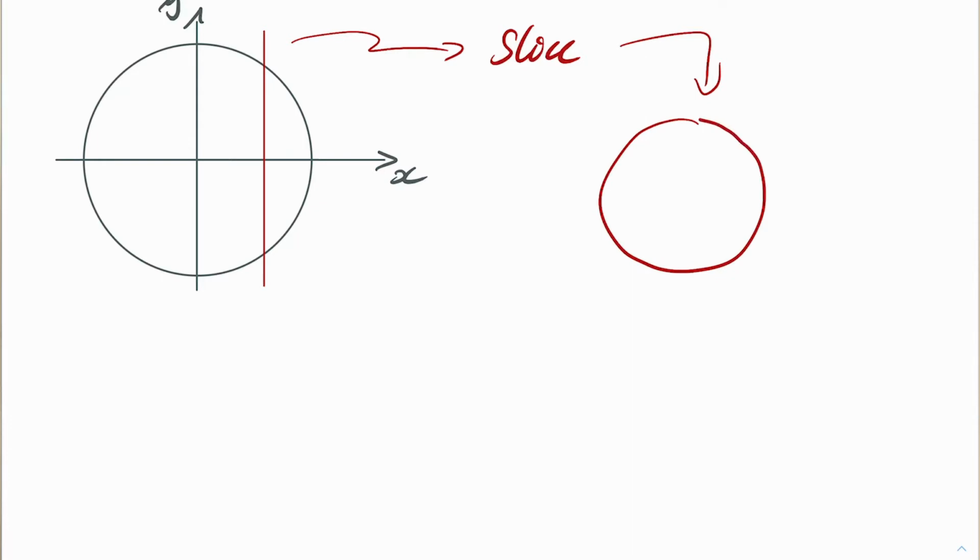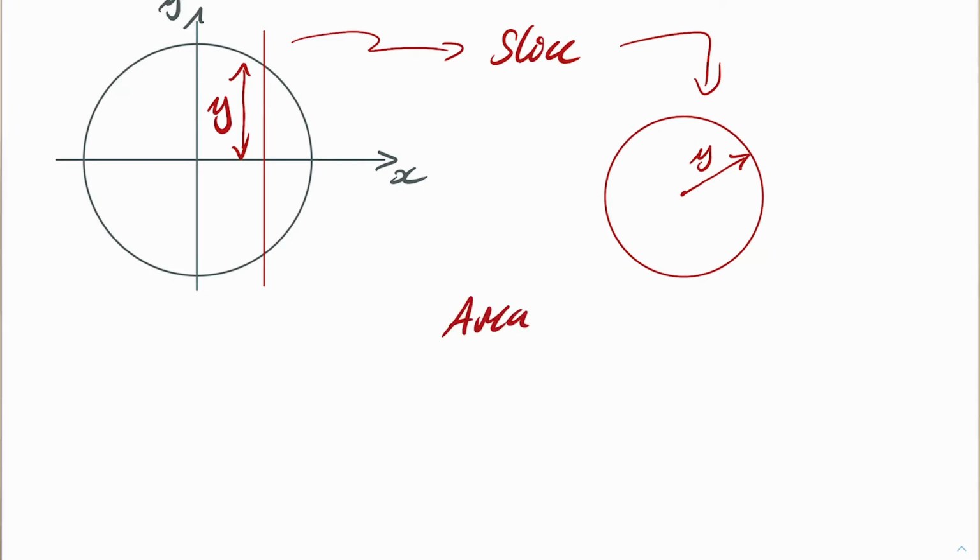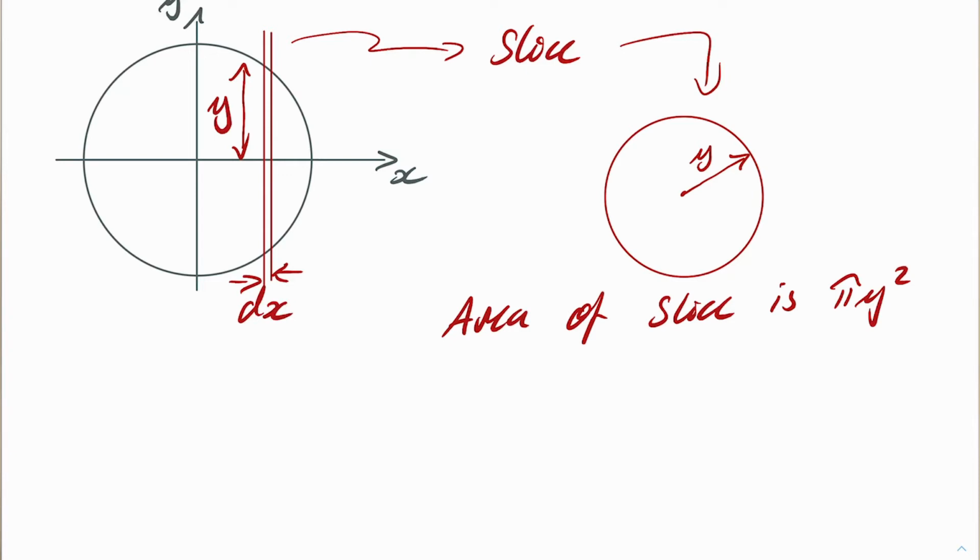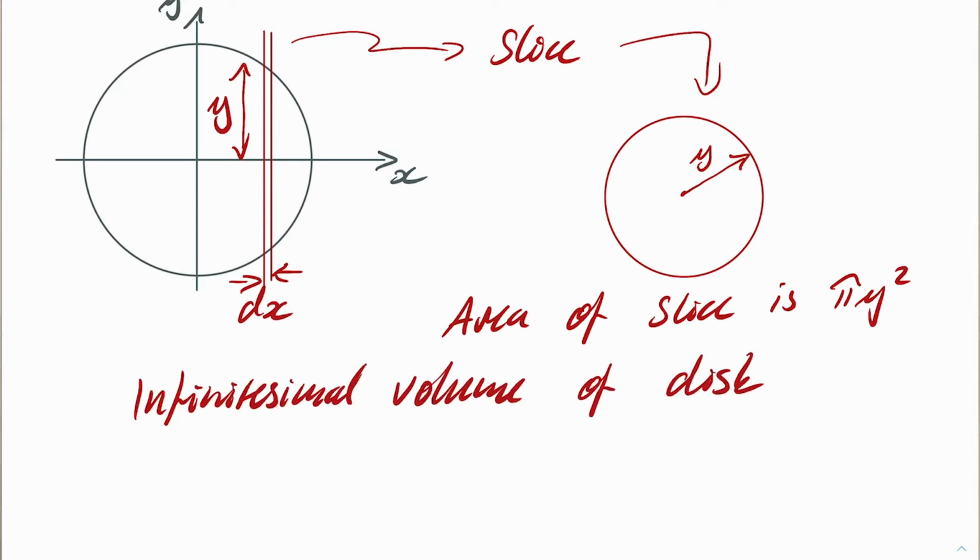So this slice is a circle, and the radius of this slice is not r, it's going to be given by the function height y. So the radius of this circle then is y, and the area of that slice then is just pi y squared. Now if we consider this thing to have an infinitesimal thickness, which I'll draw schematically like this, and if this thickness is dx, then I can think of the infinitesimal volume, the disk, as pi y squared dx. So I take this circle, imagine it has an infinitesimal depth dx.